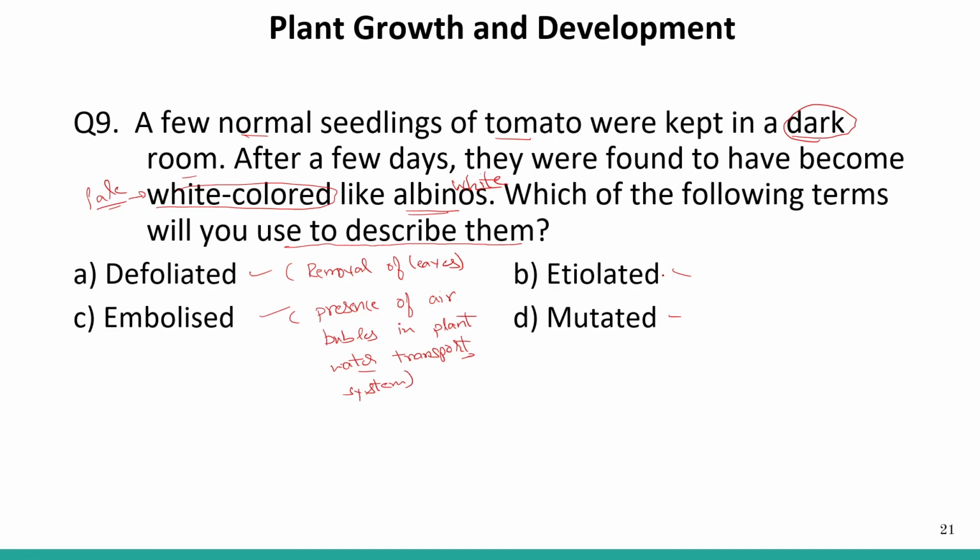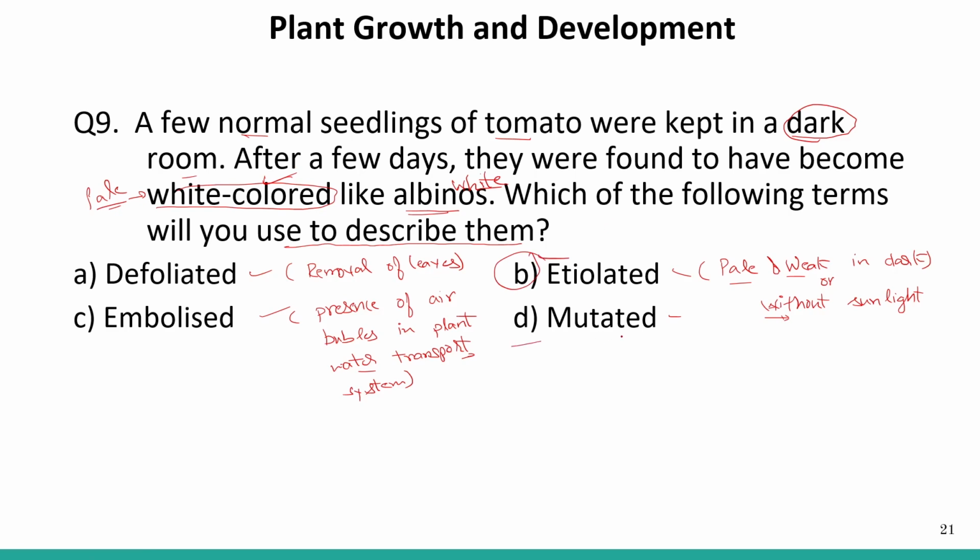Now the next option is etiolated. So what is etiolation? Turning of the plants pale or very weak when they are grown in the dark, or without sunlight. Sunlight is very important for the plants. Without sunlight, there is no proper development of the plants. There is no chlorophyll generation and all. So plants become pale and very weak. In the question also they are saying they have become white colored when grown in dark. So this should be the correct answer.